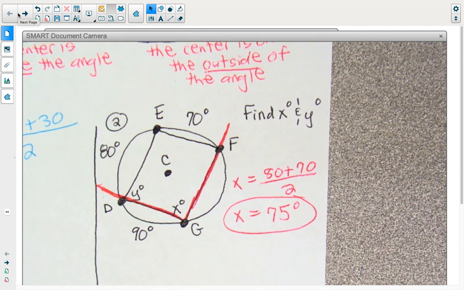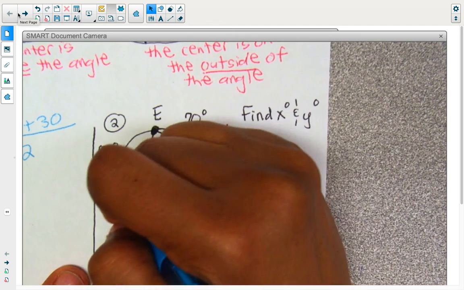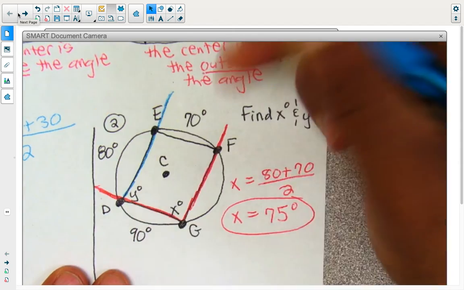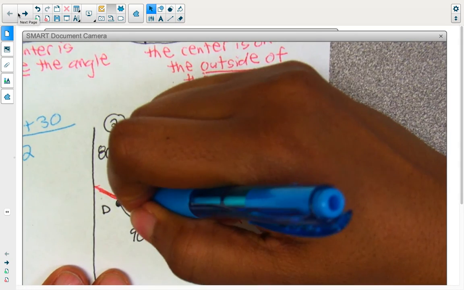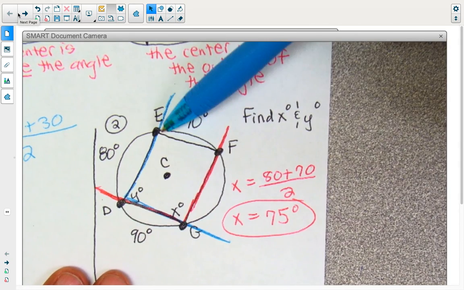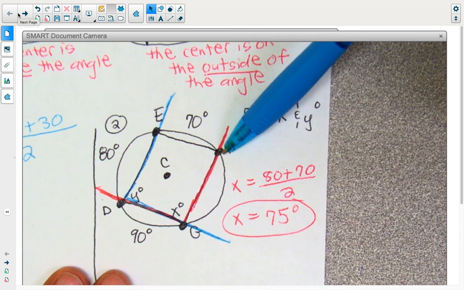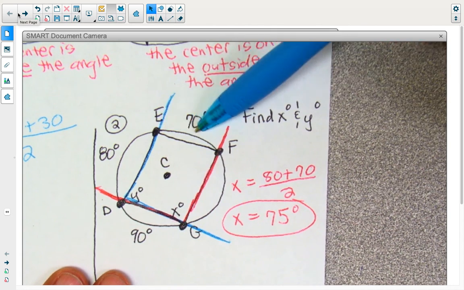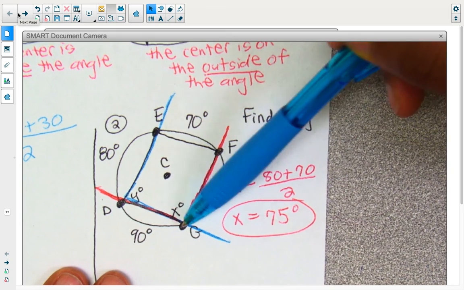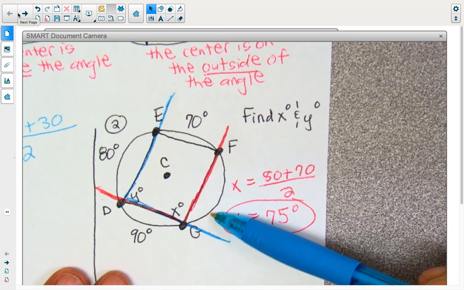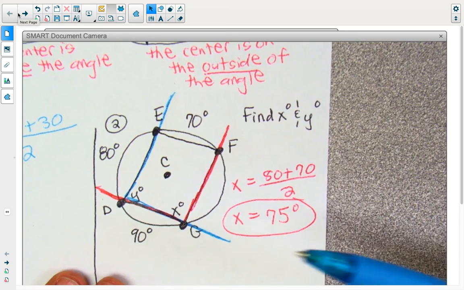Now let me highlight what we're looking for, Y. So Y I'm going to do in the blue. So it starts there, and it overlaps a little bit, but that's okay. And it's going to come over this way. So this time I'm looking from E all the way over to G. So I'm starting at E and I'm going all the way over and I'm stopping at G. I do not know the measure of this right here. That is not something that I know, but I can find it.